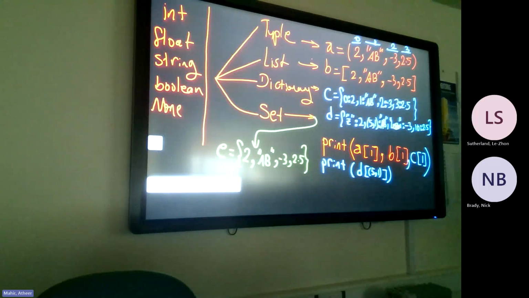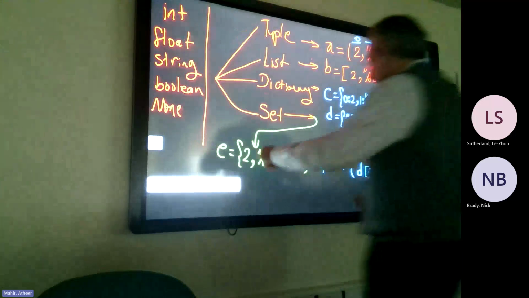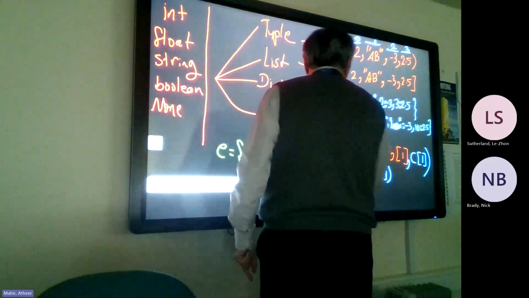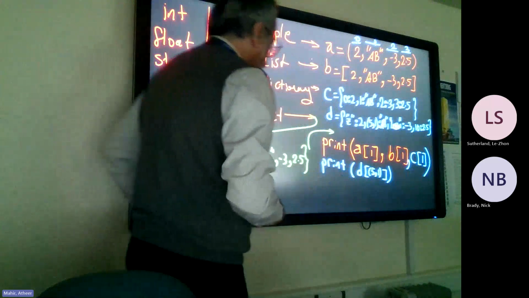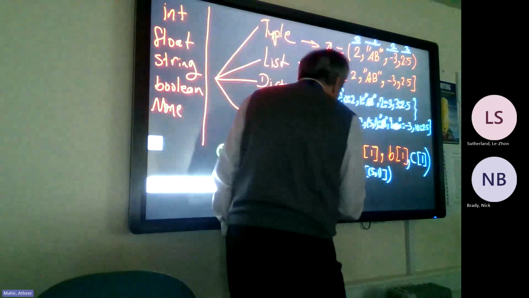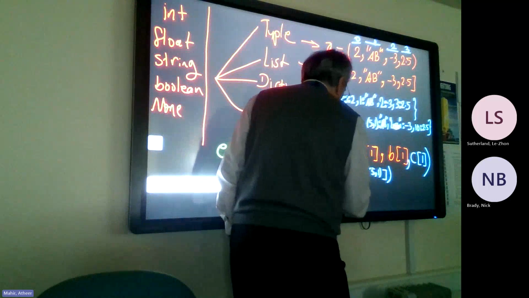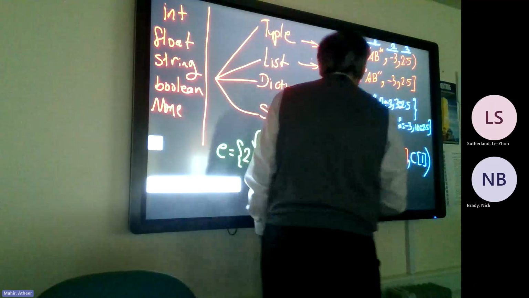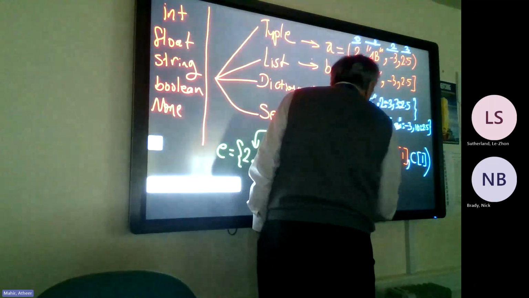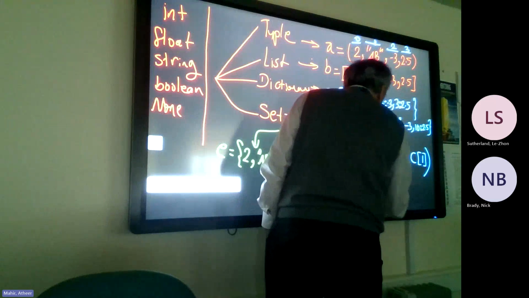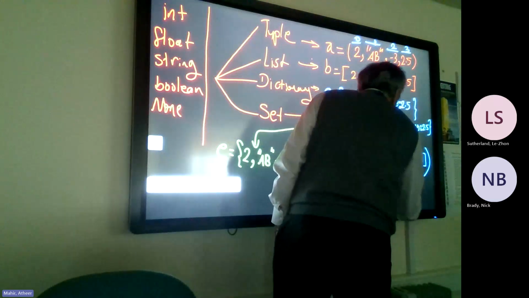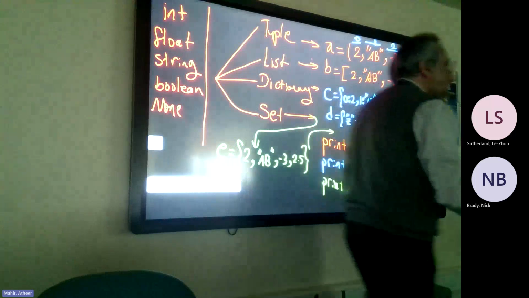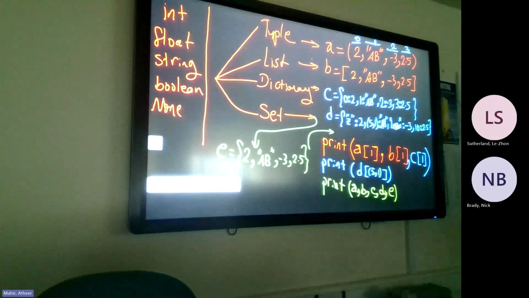Okay. And at the end here, you put E in this position, and say print. If I wanted to print all of them, you can say print A, comma B, comma C, comma D, comma E. So you can see all these types, and this is what we call the compound data types.